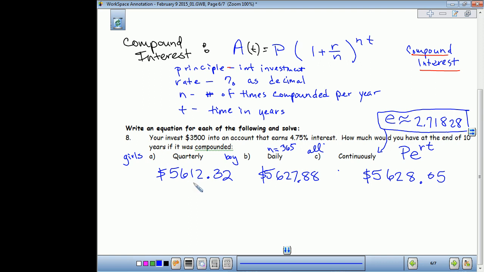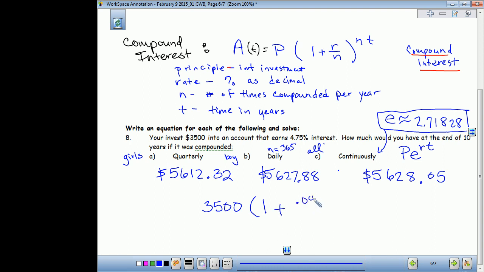Yes, sir. Would it change when we're doing 0.0475 divided by n, which is 365 for my case, if I rounded it to a different place? Yeah, you wouldn't want to round. For your problem, you would punch this straight into the calculator. You would never do any rounding until the end.